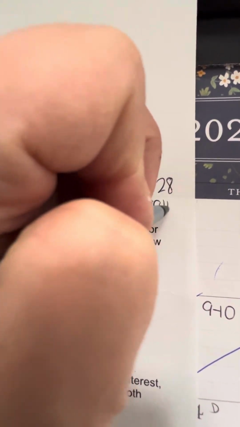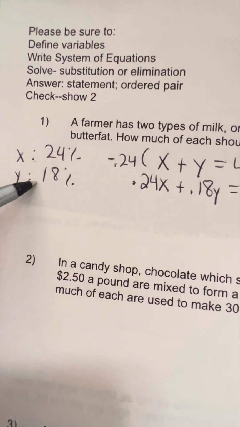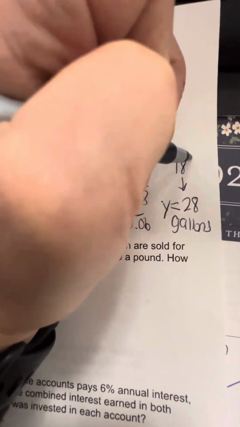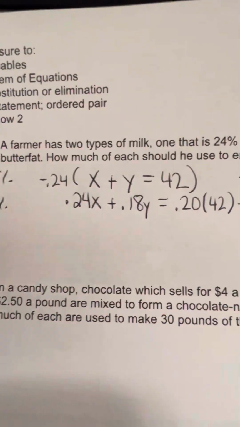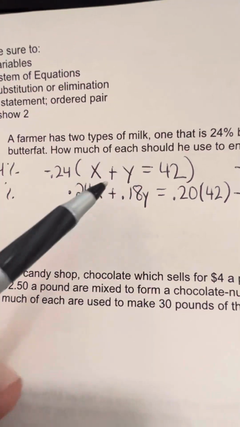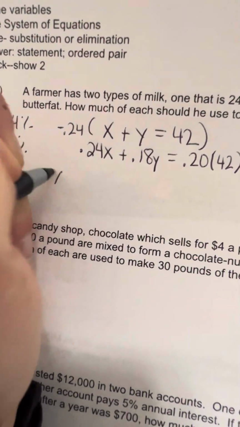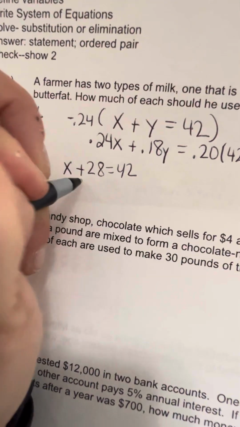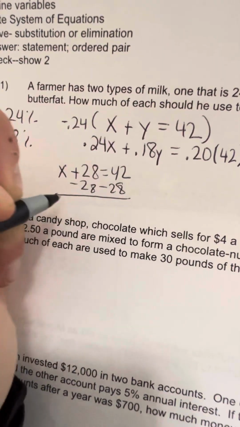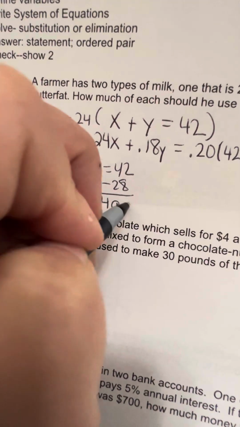And we are talking about gallons. So that is 28 gallons, and that is the y, which is the 18% mixture. Just going to put 18% for that one. And then when I want to figure out the other mixture, I'm going to go back to the original equation. So x plus y equals 42. And if we know that y is 28 now, I'm just going to put x plus 28 equals 42. And then I'm going to subtract 28 on both sides to get x by itself. And so x is going to give me a value of 14 gallons.